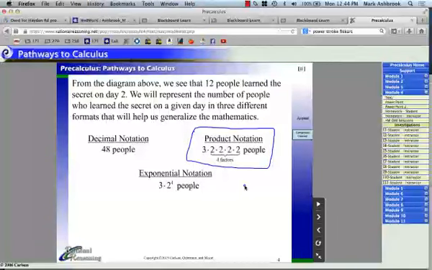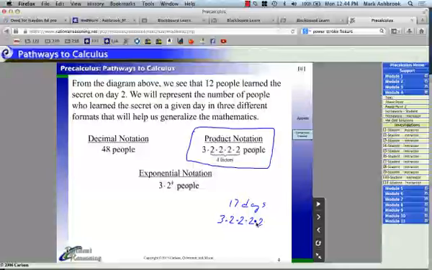So how many days? We started with 3 people. We multiply by 2 4 times. How many days went by? 4 days, right? So that's what happened from the beginning in order to get, after 4 days, how many people know the secret. But suppose it was after 17 days. What do we have to do in product notation? It'd be 3 times 2 times 2. 17 twos, okay?